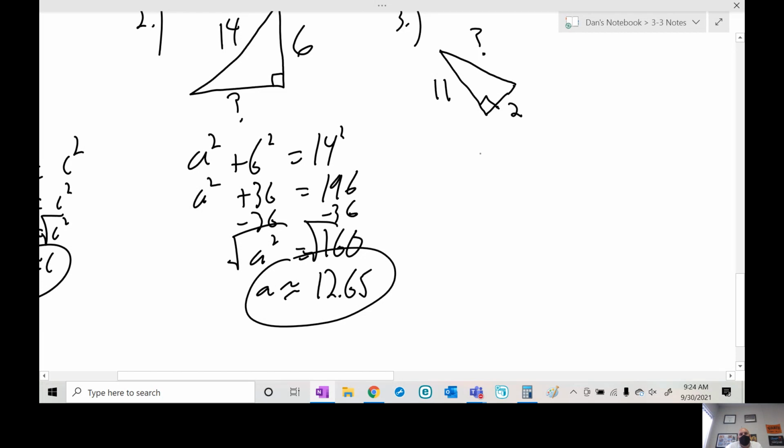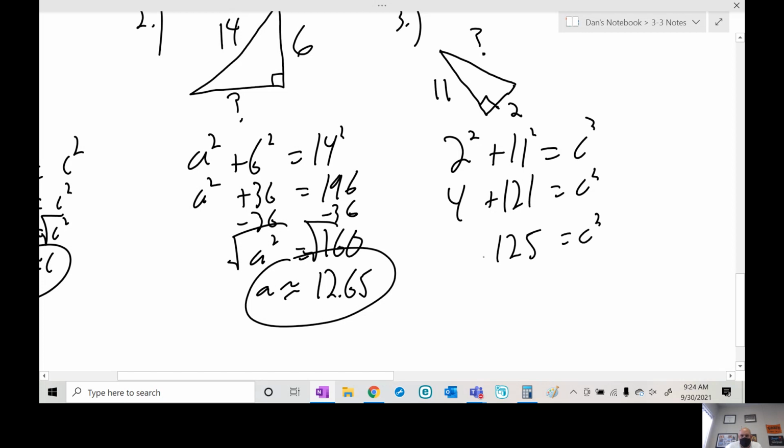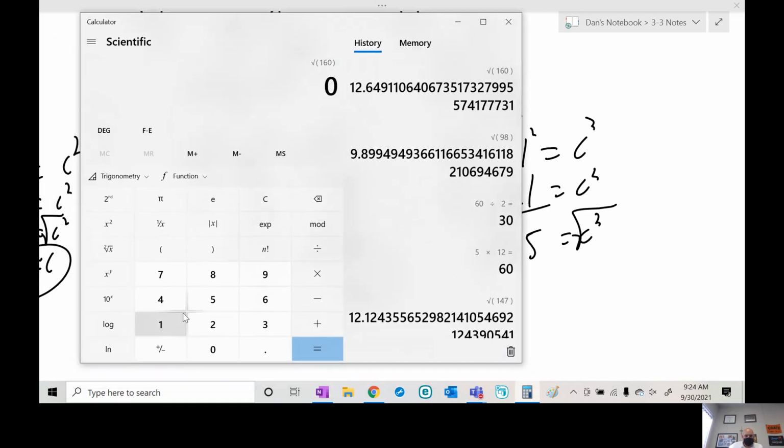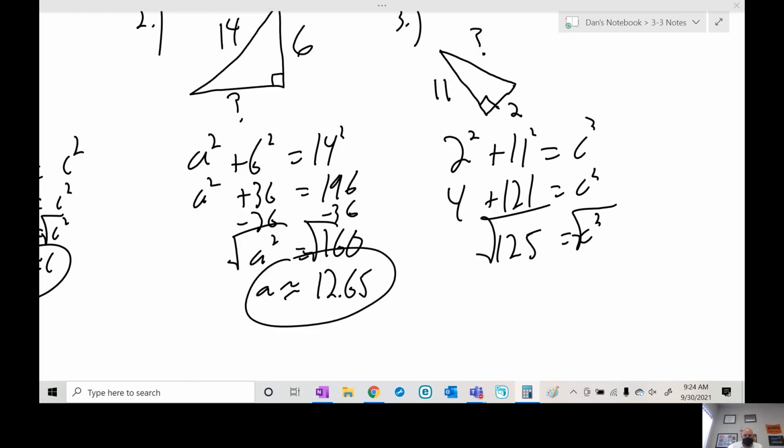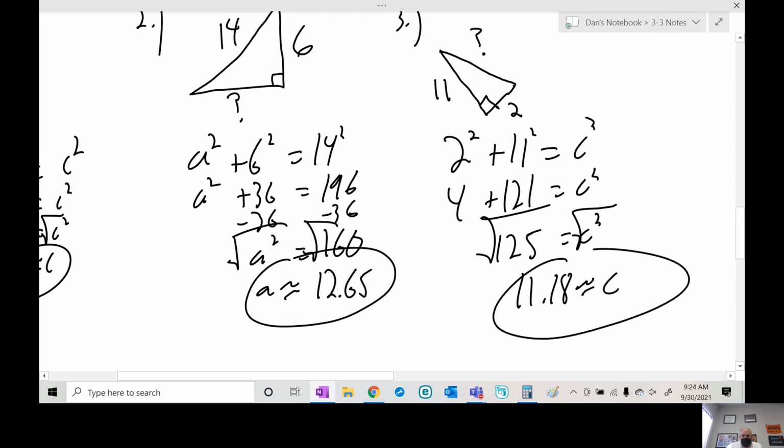And this last one, leg or hypotenuse missing? The hypotenuse. That's one where we add them together. 2 squared is 4. 11 squared is 121. 125 equals c squared, right? You add them now because the hypotenuse is missing. Take the square root and then round to the nearest hundredth. 11.18. And remember, every time we round, we say that it is about, right? Put the little squiggly line.